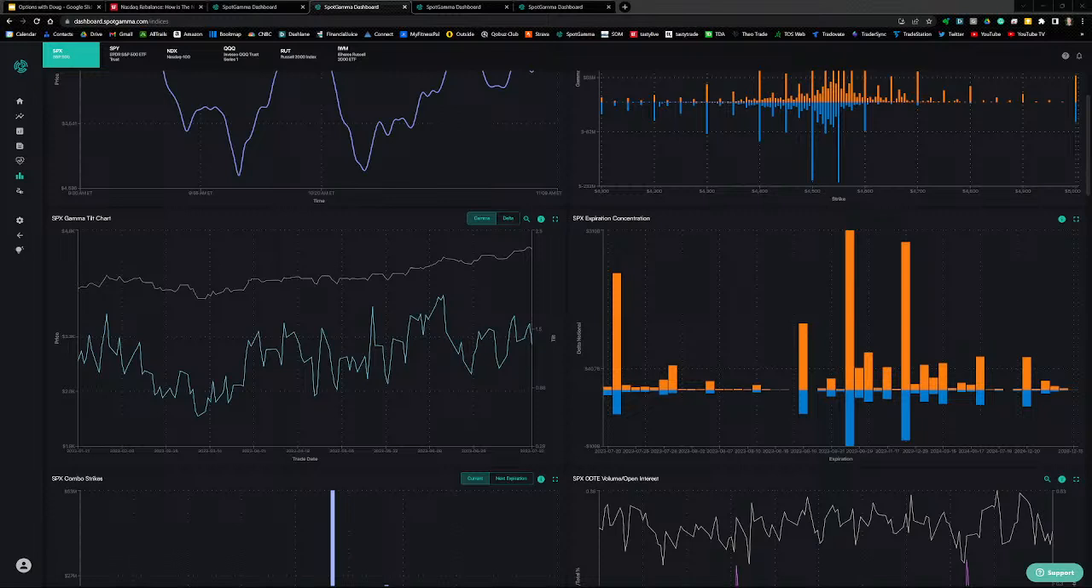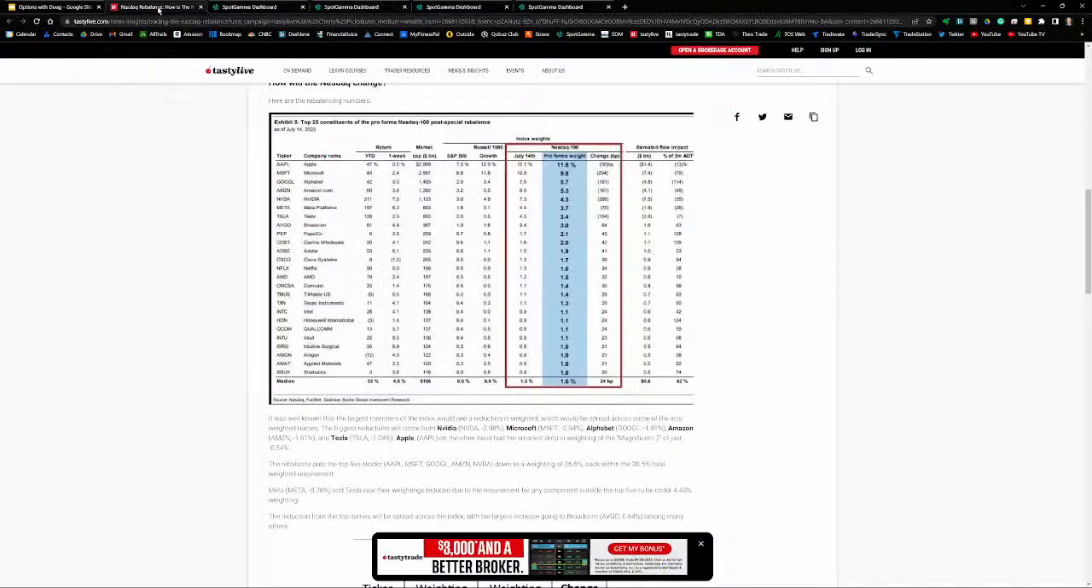There was an AM settlement for SPX, and there's also a PM settlement. So the AM settlement has already happened, and the PM settlement is this afternoon. The next thing is the Nasdaq rebalance, and apparently that will take place at the close today. This is an article on Tasty Live.